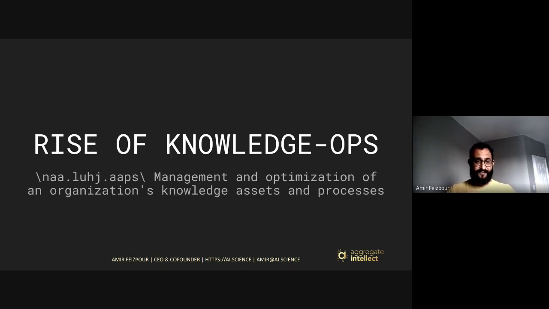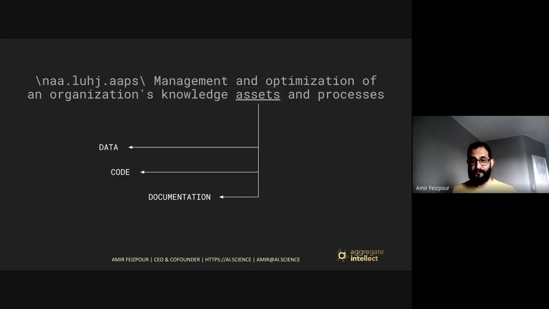So I asked ChatGPT what KnowledgeOps means, and it told me a very long thing, but one sentence was the management and optimization of an organization's knowledge, assets, and processes. If you look at that definition, you might say, well, that's been around for a while, and that's true. But let's get into it a little to see what this actually means. There are two interesting terms here: knowledge assets, and processes.